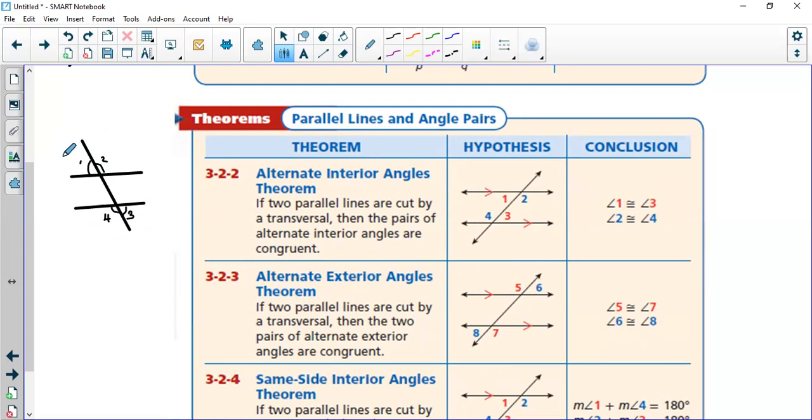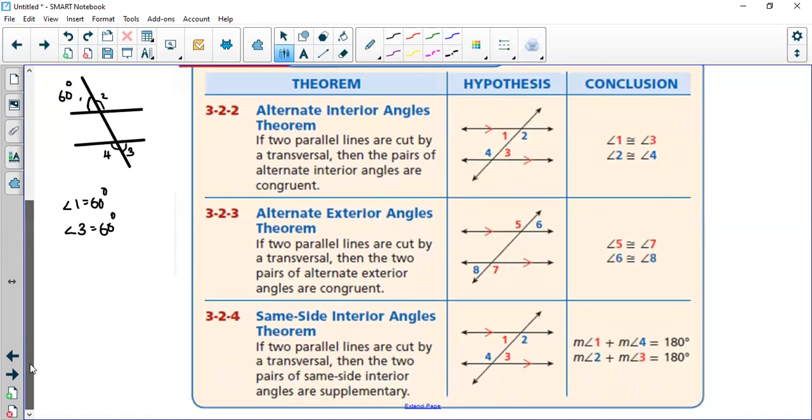Again, the same thing. If this angle was 60 degrees, so which is the alternate exterior angle pair? Angle 1 and angle 3. So if angle 1 is equal to 60 degrees, angle 3 is also going to be 60 degrees as well. Same thing. So similarly, angle 2 and angle 4 are also going to be equal. Let's look at what the last theorem in this lesson says. It says same-sided interior angles theorem. So what are they saying about the same-sided interior angles theorem?